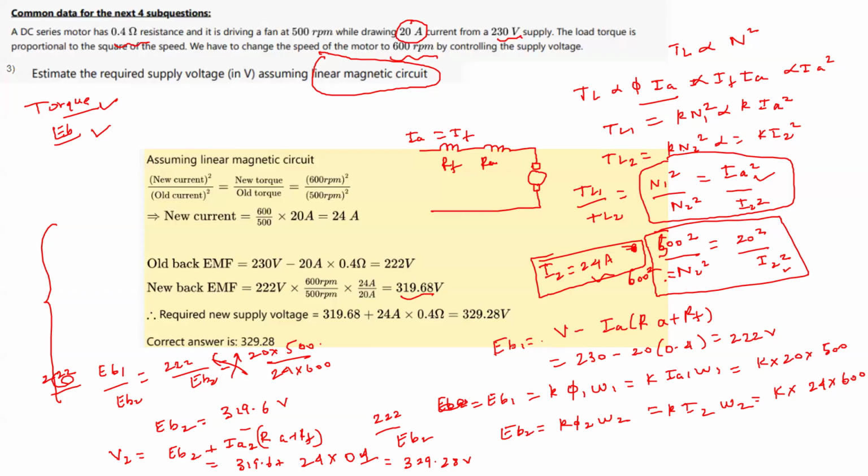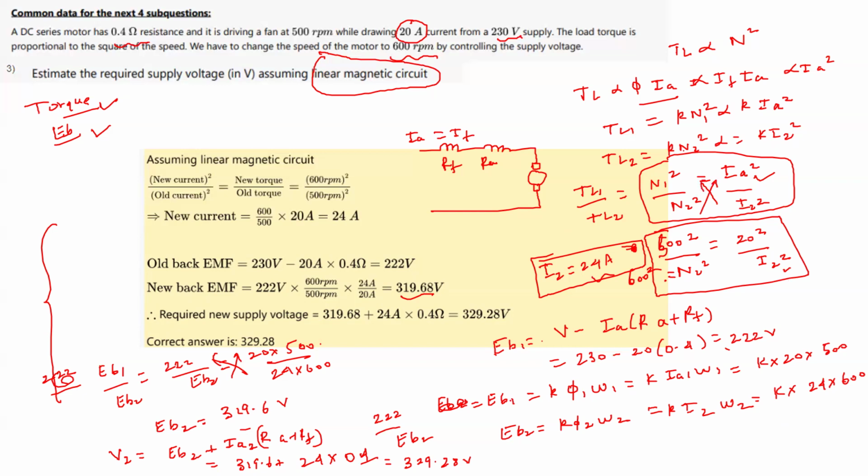Now by using the back EMF equations, back EMF in the first case we can find out by using V minus the resistance drop. So we get a back EMF for the first case. Now we know the back EMF in both the cases is proportional to phi into omega. So omega is known in both the cases, and phi, which is proportional to the field current, is also known in both the cases, because 20 ampere is given in the question and 24 ampere we have found from here using this cross multiplication, right? So we get the current in both the cases.